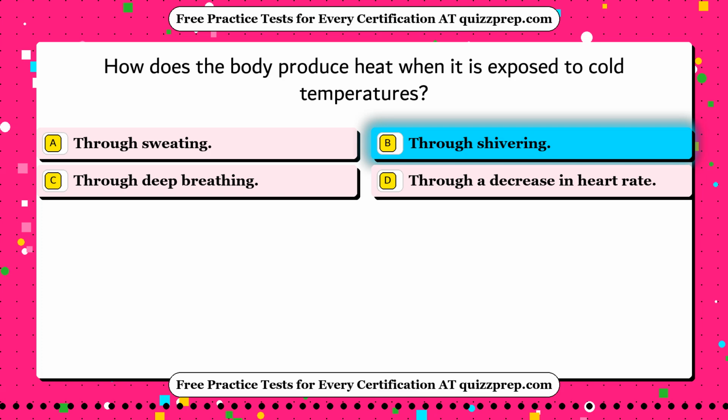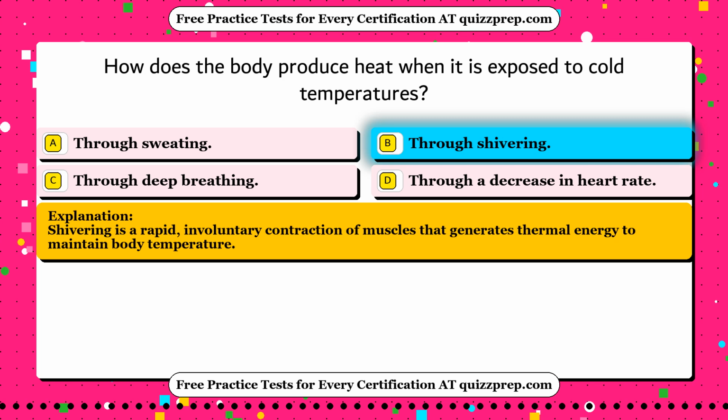The correct answer is option B. Through shivering. Shivering is a rapid, involuntary contraction of muscles that generates thermal energy to maintain body temperature.